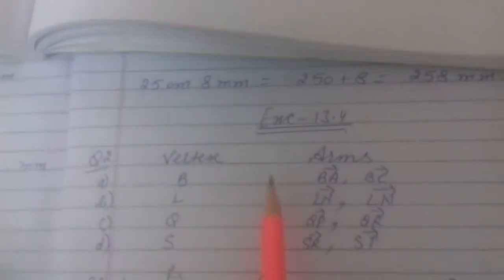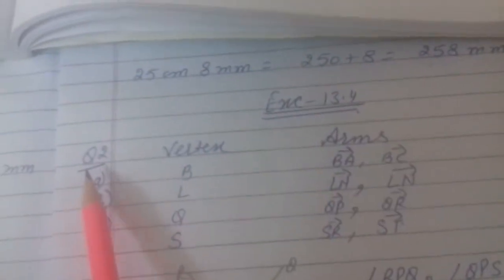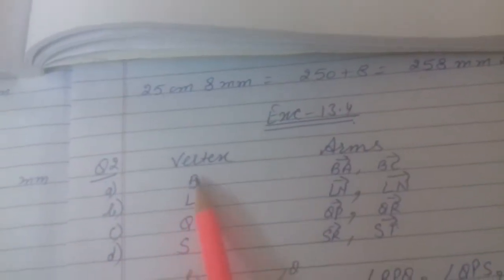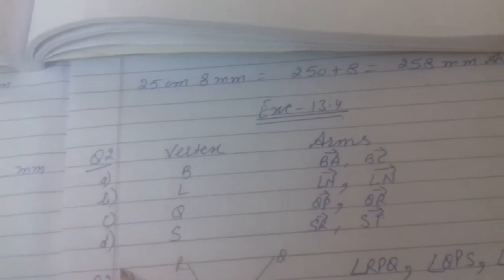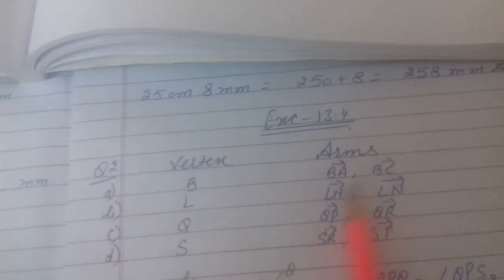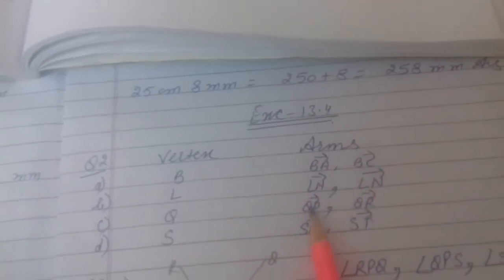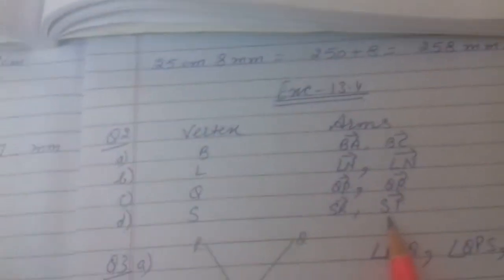Clear? So I have solved. This way you have to write in your notebooks. Second question. You have to write the vertex of all the parts. Then arms, you have to write. All these are rays, so you have to show the symbol of rays on all. Clear?